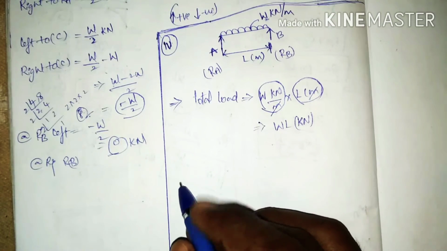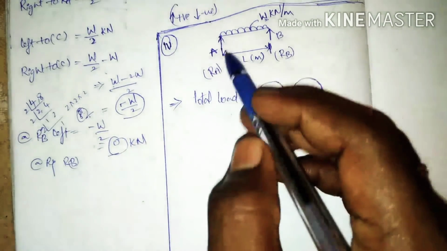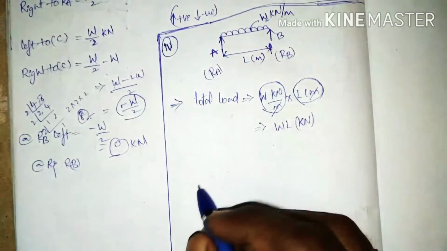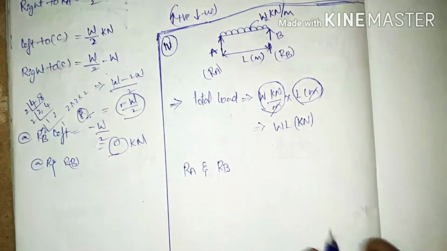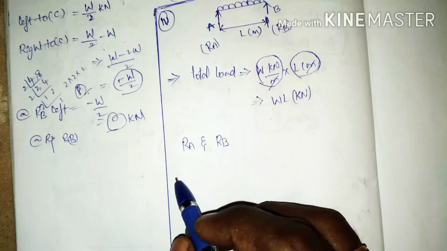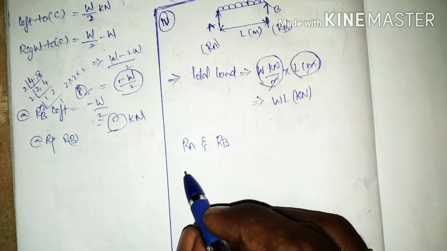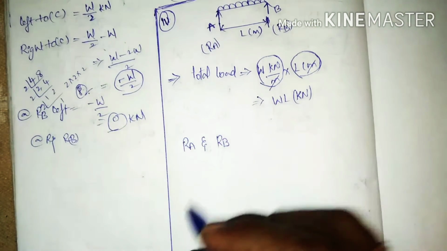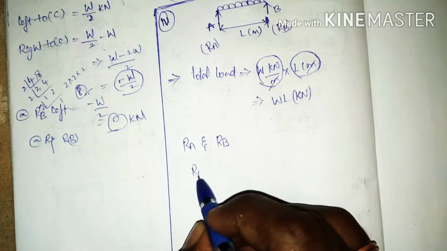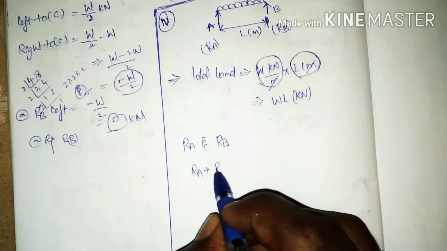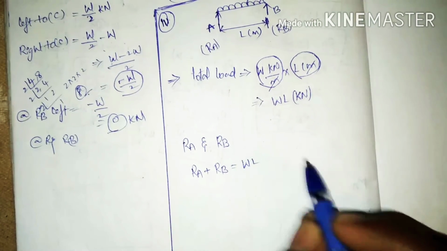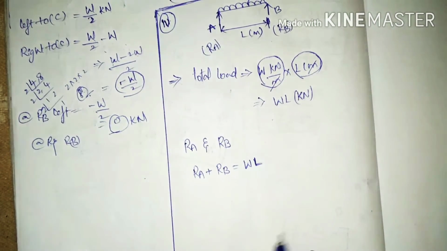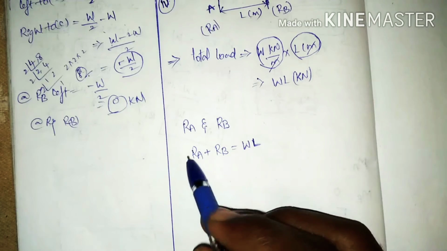Next, here we have two reactions, RA and RB. Here we know the second condition, equating upward reactions to downward reactions: RA plus RB is equal to the total load on beam, W into length.